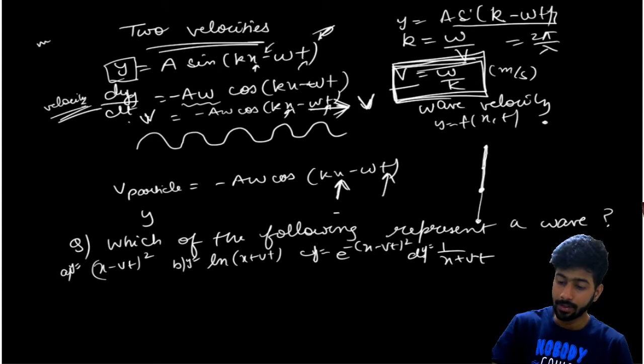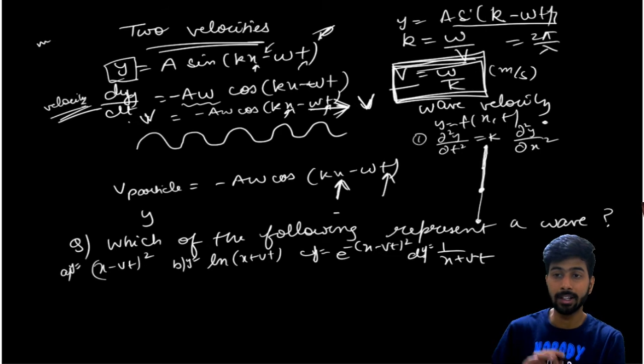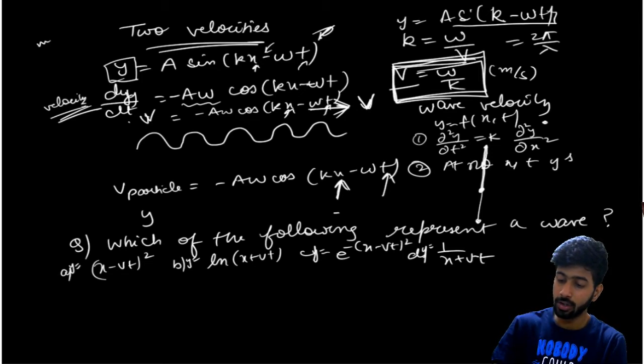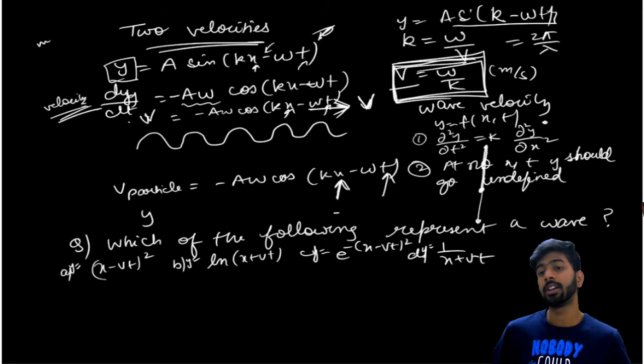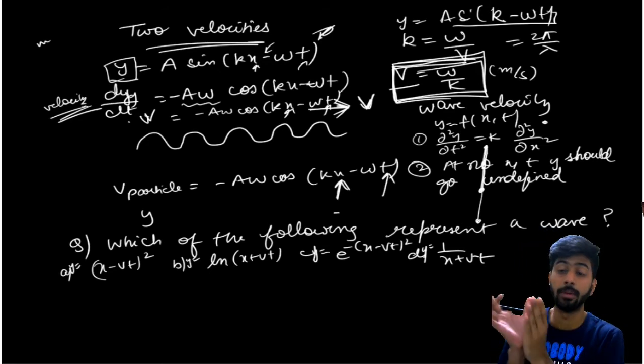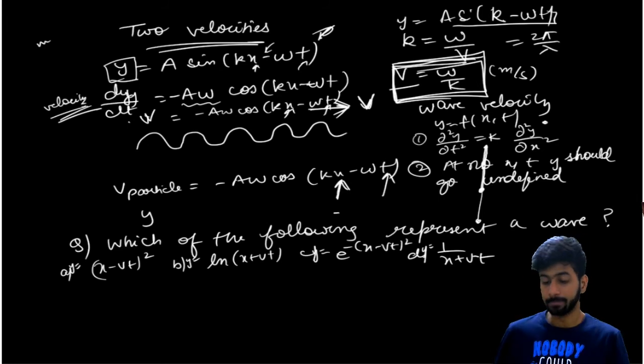The first was dou square y by dou t square is equal to some constant into dou square y by dou x square. This has to be satisfied by the wave, right? And the second was that at no x comma t should y go undefined. Only if both of these conditions are ensured can I say that a y equals f of x comma t form represents a wave equation.